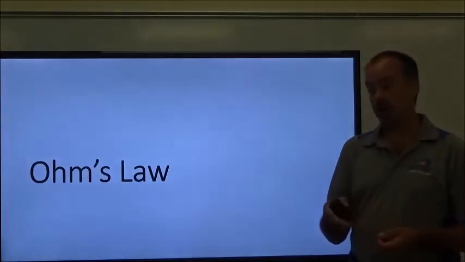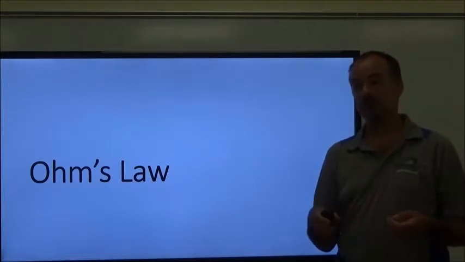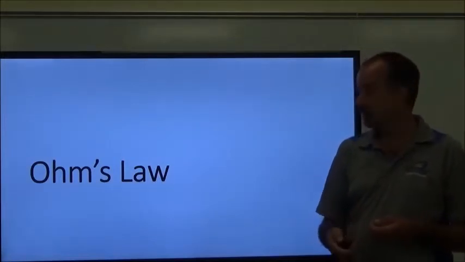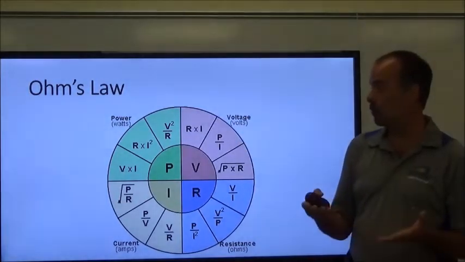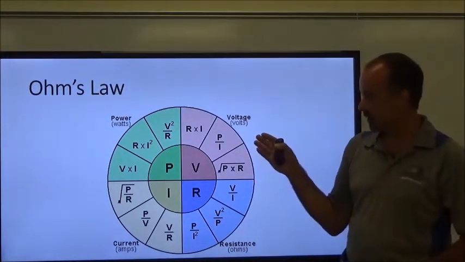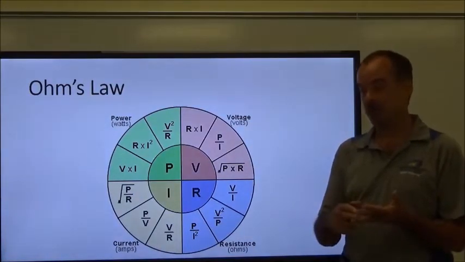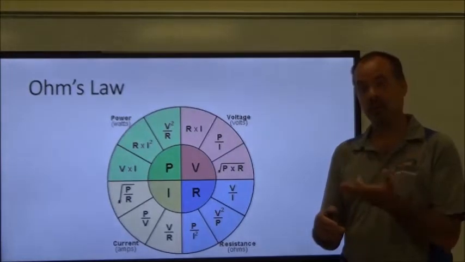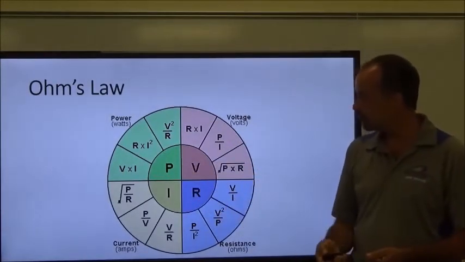So Ohm's Law is a series of formulas that allows you to solve for an unknown. This is something you'll see pretty commonly. It's called the Ohm's Law wheel, and it sets you up so that if you know any two variables, whether it be voltage, current, or resistance, you can find the third. And that's what this formula wheel is showing you.